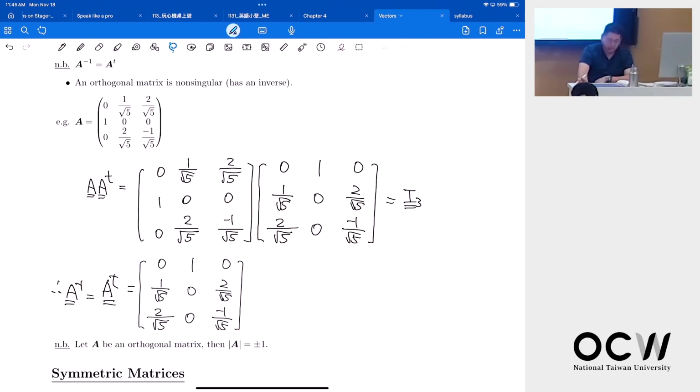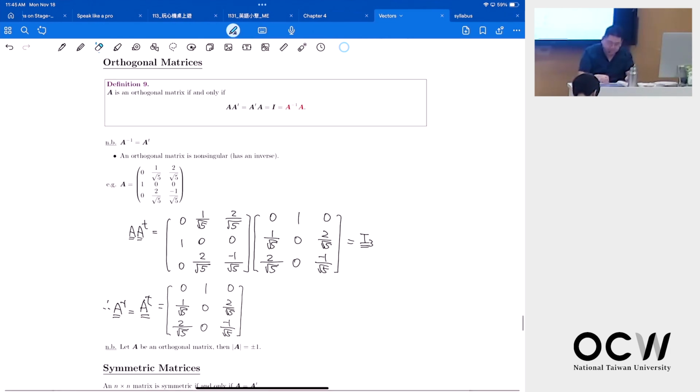Okay. And then if it is an orthogonal matrix, you can also verify that if I take the determinant, it will be either 1 or minus 1. Alright, any questions for this one? No? We will use that a lot in the next chapter.